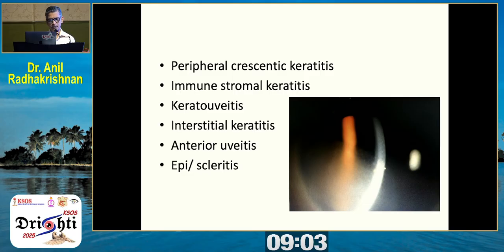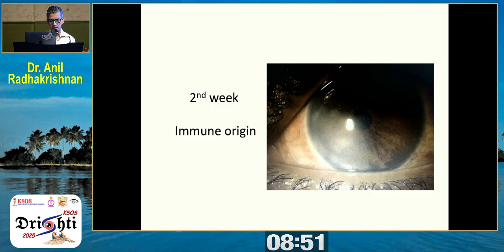But sometimes you can have very severe immune stromal keratitis like this. You have uveitis along with a stromal edema and a picture like this with a lot of keratic precipitates, in which case you have no other option but to give steroids.